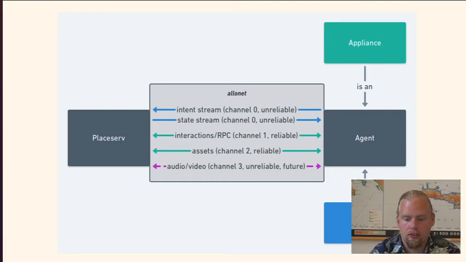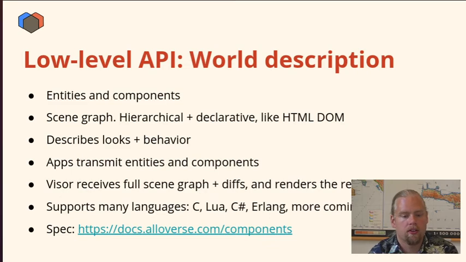Yeah. So let's dig into the data that's transferred over these wires. The world description is basically a really big JSON blob of entities with components. So entities are things in the world. Components are the properties of those entities. And these are hierarchical, so it's a scene graph. And it's also declarative, so it's sort of like the HTML DOM. You have a thing that owns a thing that has attributes. And this describes the look and behavior of things.